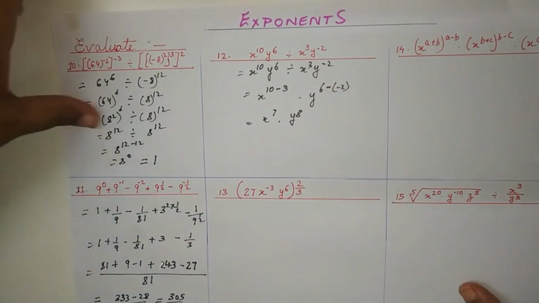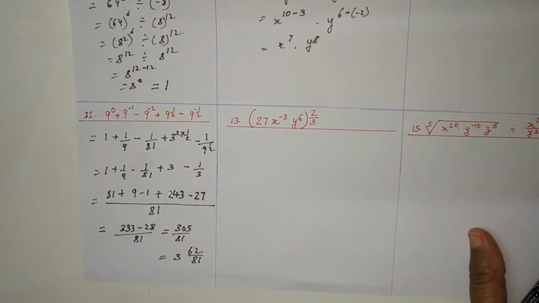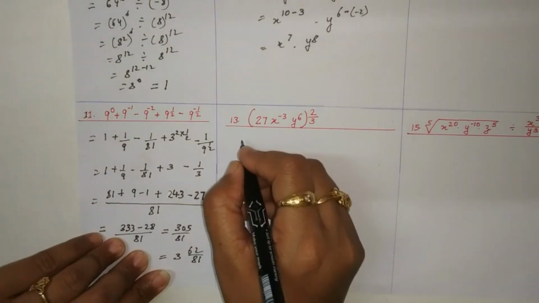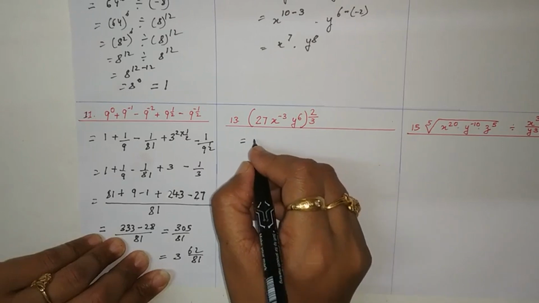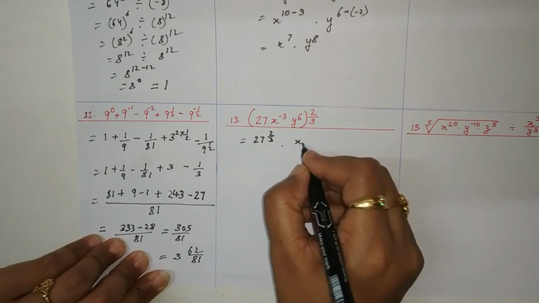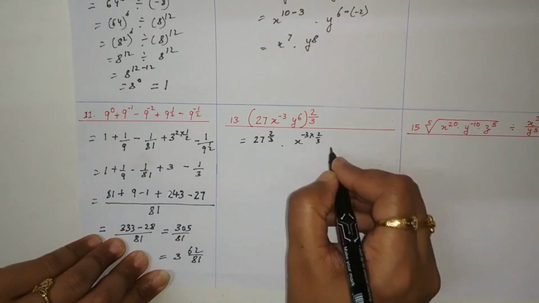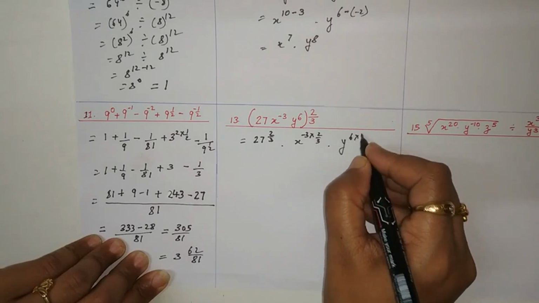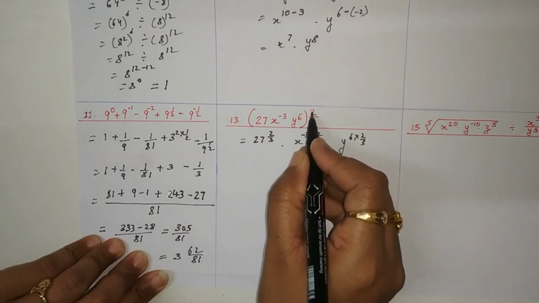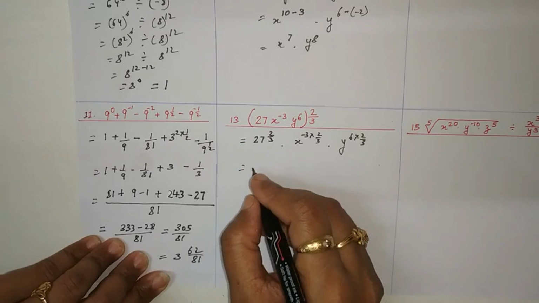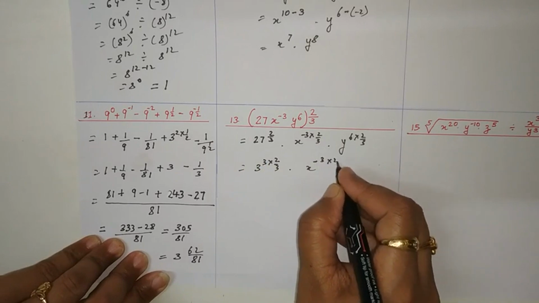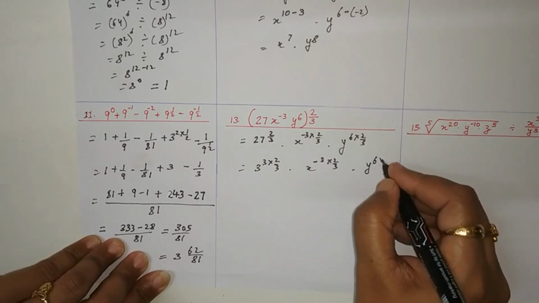Simple. Okay, now next one, that is number 13, and your sum is like this. 27 to the power of 2 by 3, x to the power of minus 3 into 2 by 3, y to the power of 6 into 2 by 3, because we did this in the rule. Each of them will share the power. Now this is 27 is 3 cube into 2 by 3. X to the power of minus 3 into 2 by 3 already there. Y to the power 6 into 2 by 3.